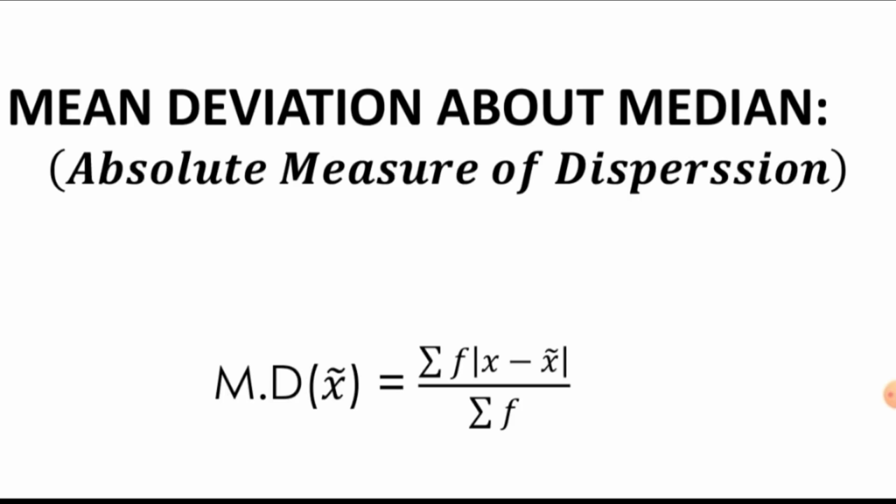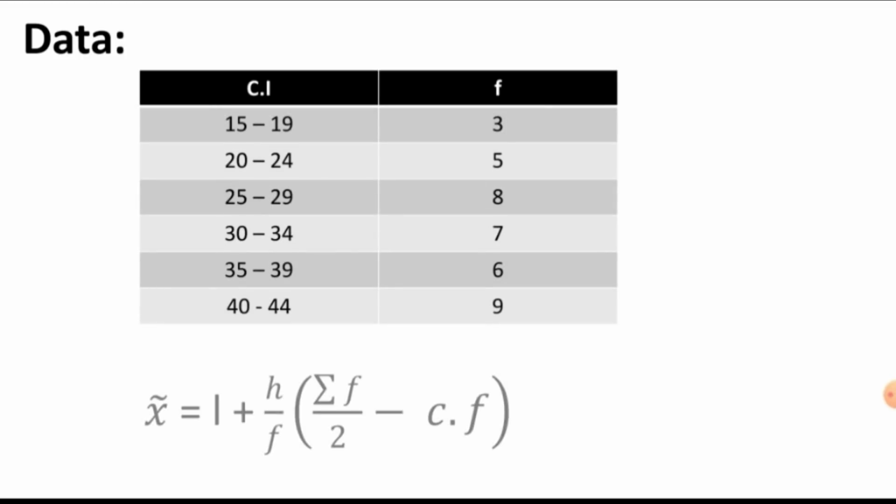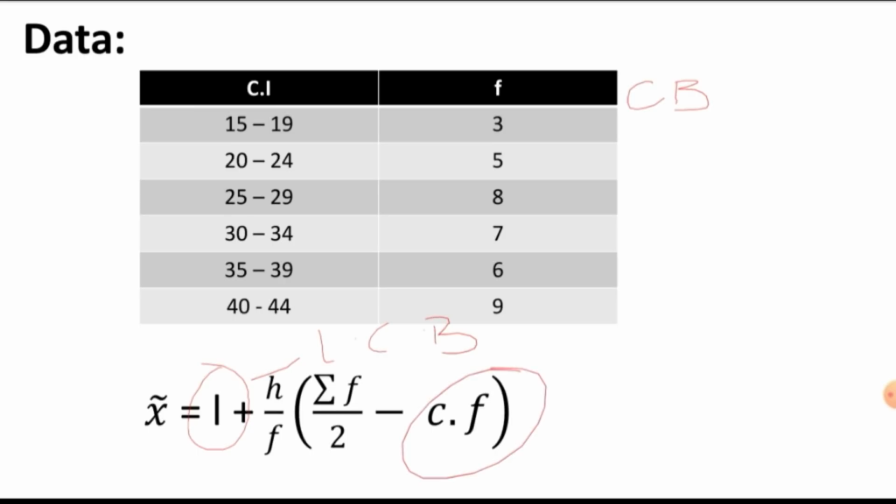Students, whenever you need to calculate mean deviation about median, first of all you have to find the value of the median. Let's suppose this is the data, and we know that the formula of median is L plus h upon f, into summation f upon 2 minus cumulative frequency. Here L is the lower class boundary. So you need to calculate the class boundary column and construct the cumulative frequency column in the next table.